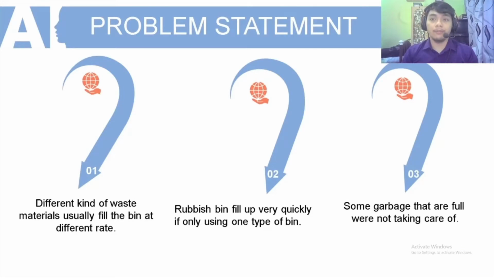Our problem statements for this project are: different kinds of waste material usually fill the bin at different rates. Rubbish bins fill up very quickly if only one type of bin is used, and some garbage that is full is not taken care of.